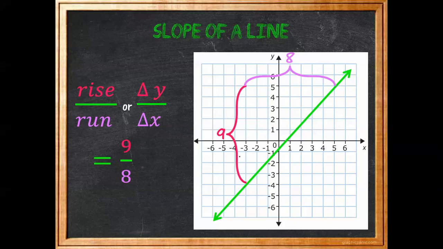So the first thing that you have to do before you can find the slope is you have to find 2 good points on your line. So these are 2 points. Now when I say good points, I mean they have to go through the middle of a point.